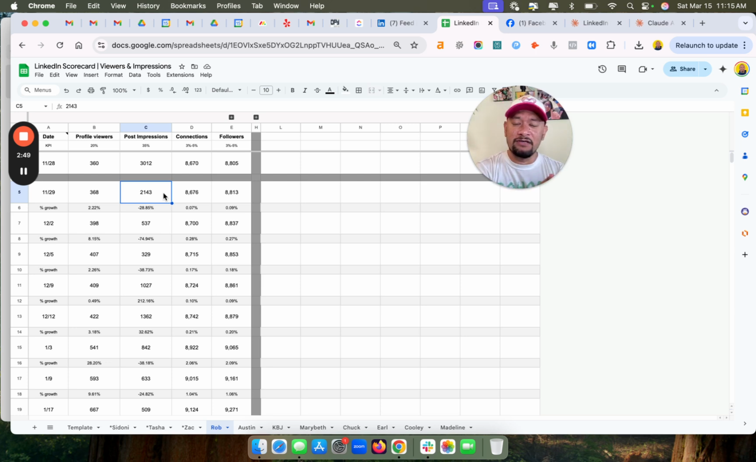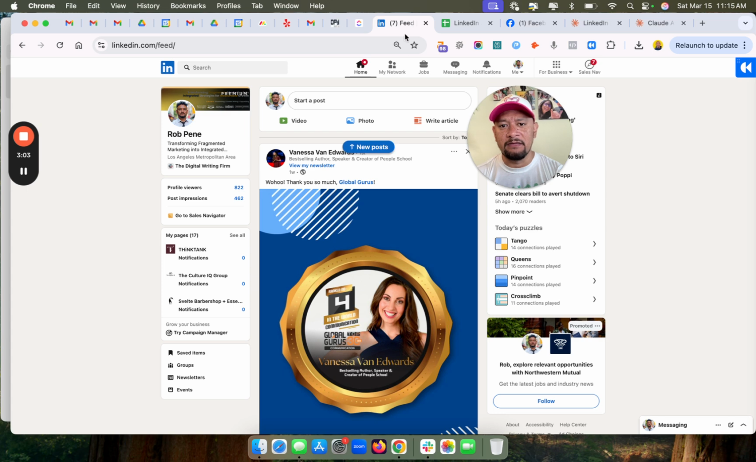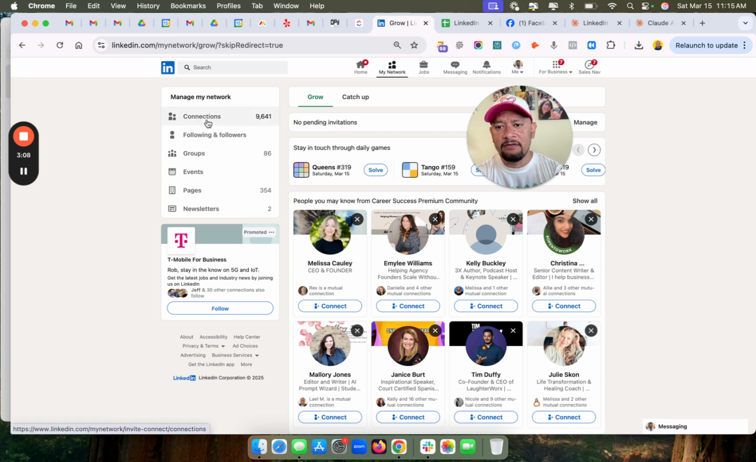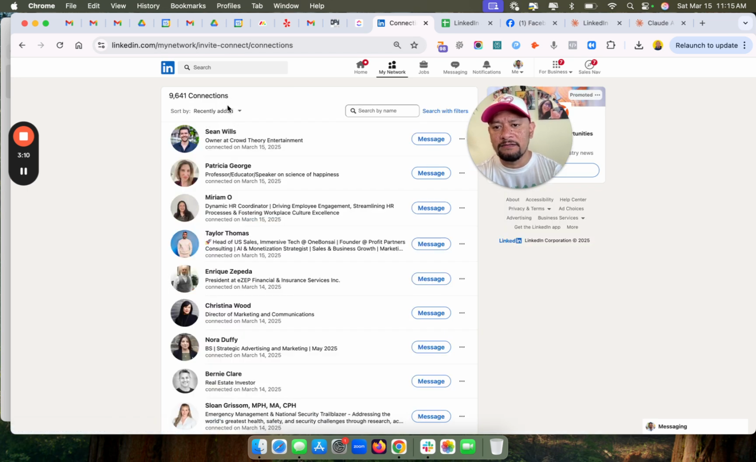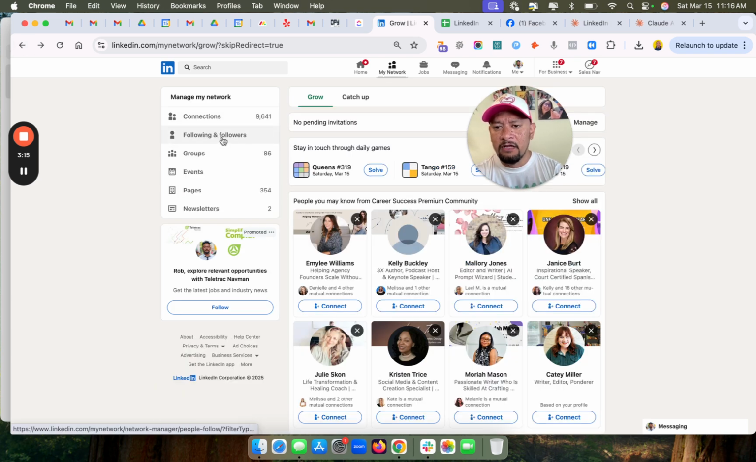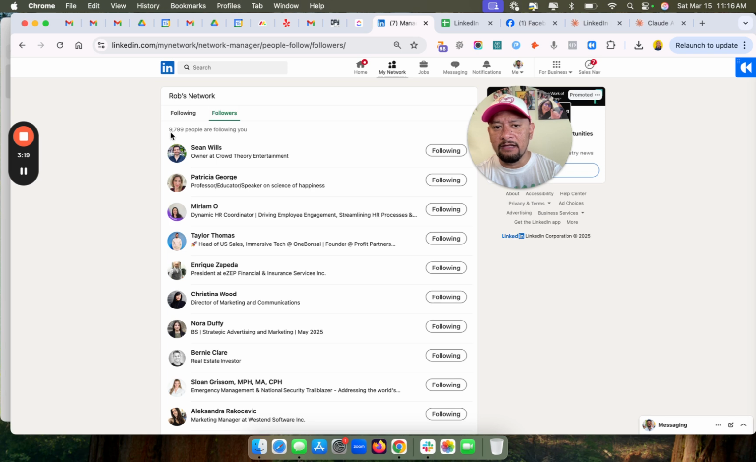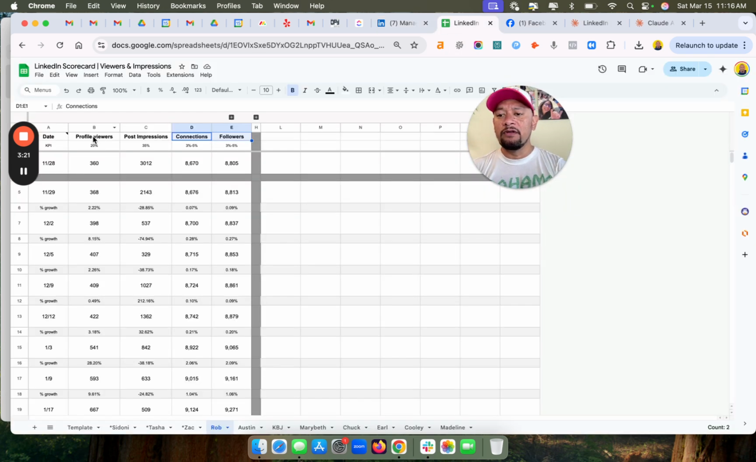What I'm going to show you here is how I use AI to make it even more visual and better high level. So here I'm tracking it too, right? I got the numbers. Now the other numbers I'm tracking are connections and followers. So I just come here, go there, connections, that's the number, and then come here, following, followers, and then I add that number. So that's how I get these four very high level numbers.